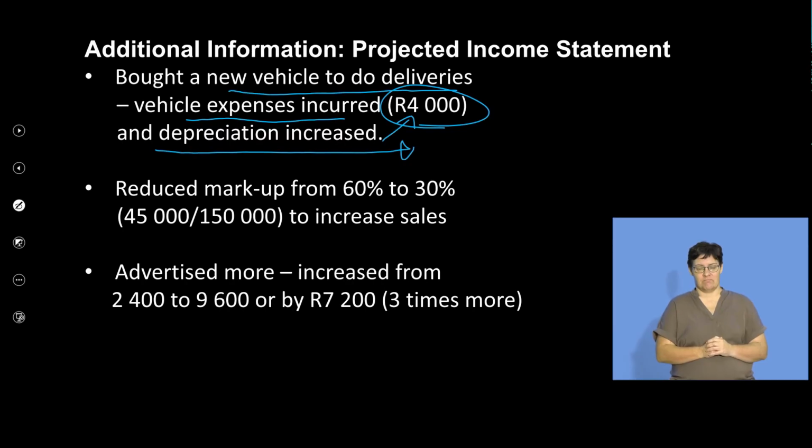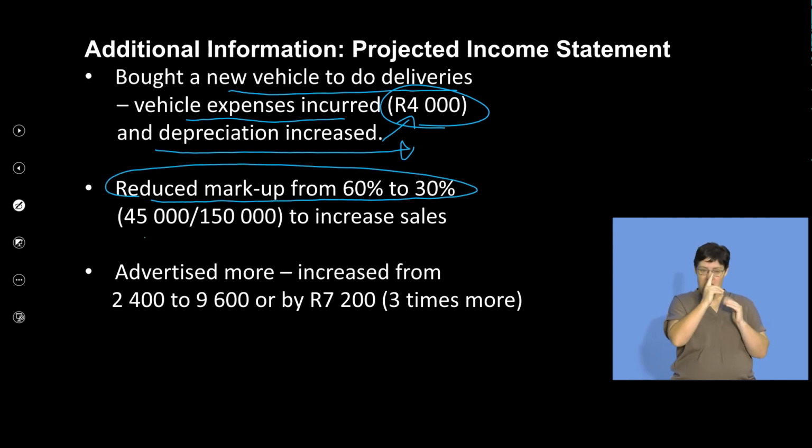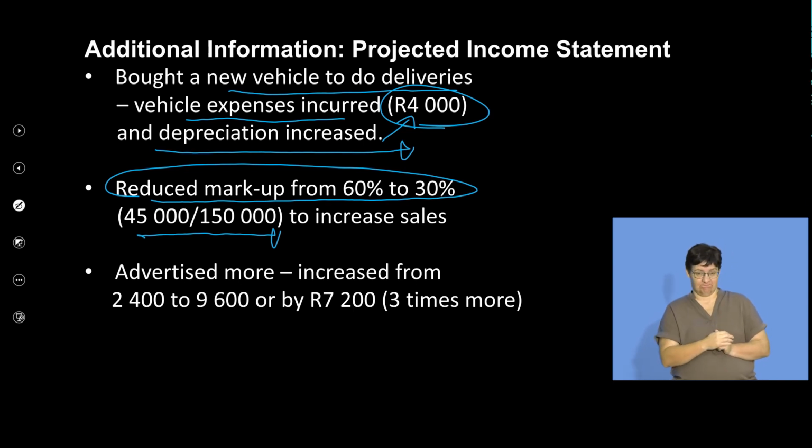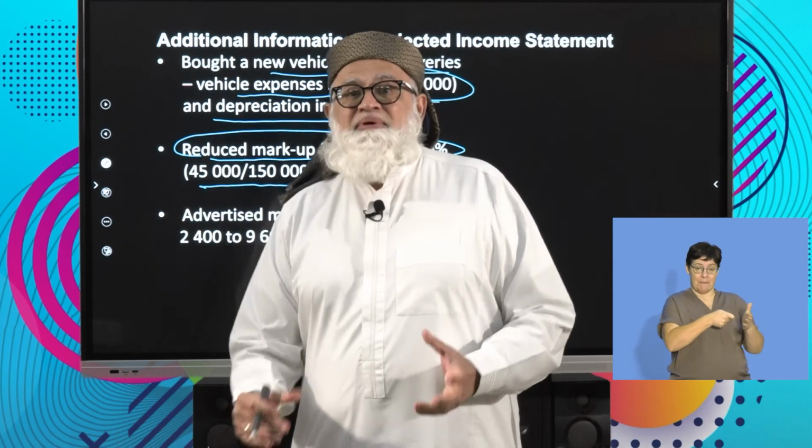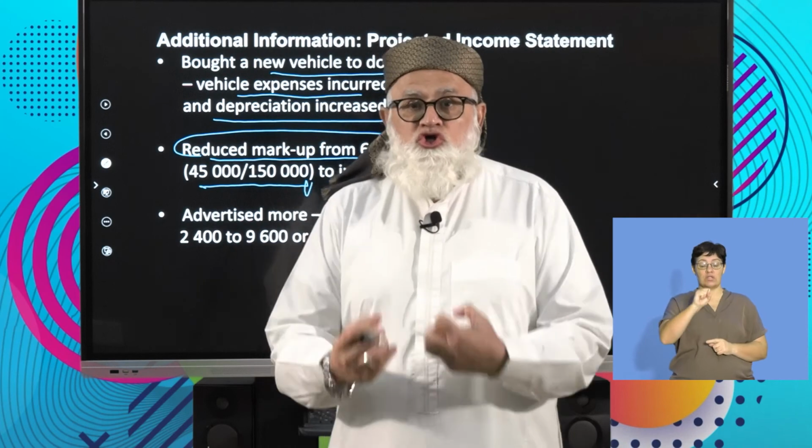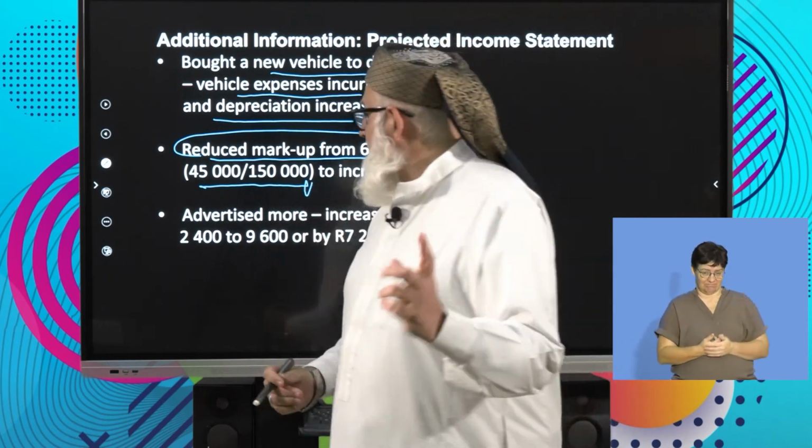There was a reduced markup from 60% to 30% in terms of the figures that are given to you. You can see that you reduced your markup to increase your sales. But now remember, by reducing your markup, you may increase your sales, yes, but this will result in your gross profit decreasing. Why is that?